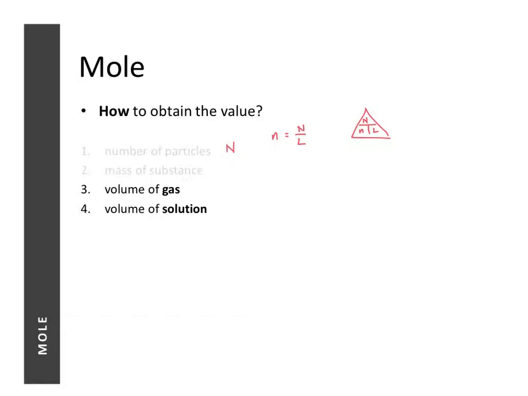If we are given the mass of a substance, we can find the number of moles by taking mass divided by the molar mass. So the number of moles equals mass over molar mass. Once again, molar mass is the mass of 1 mole of a substance.